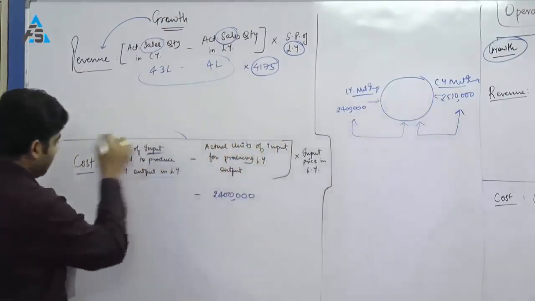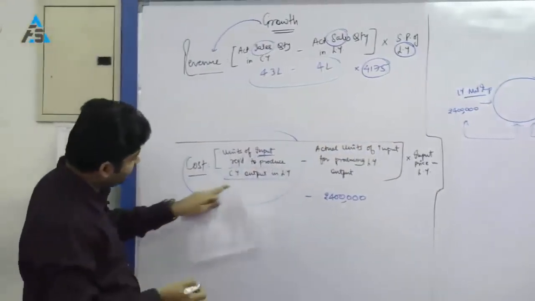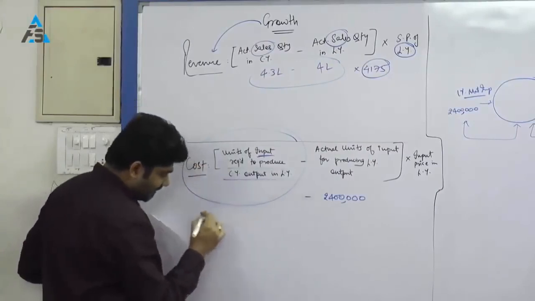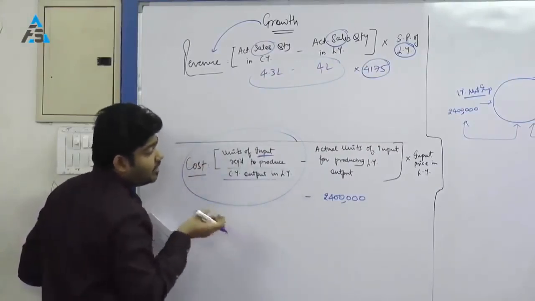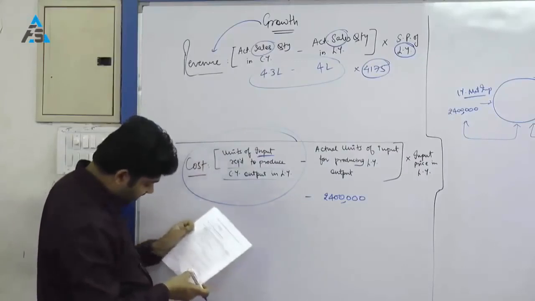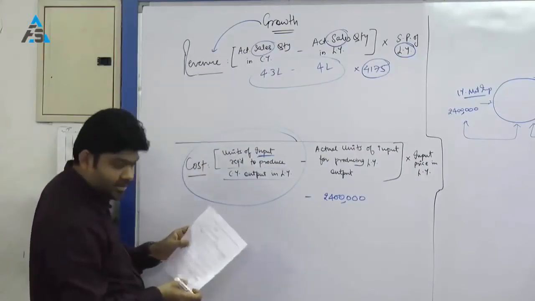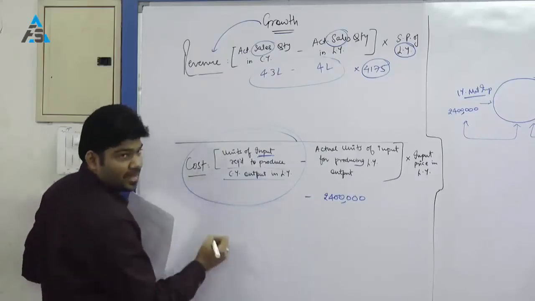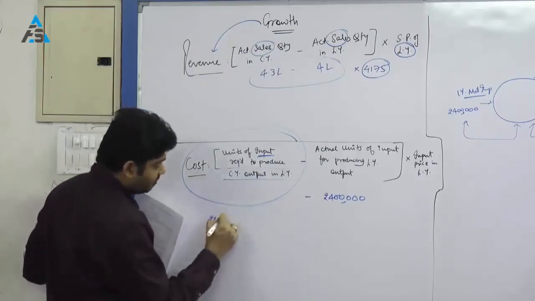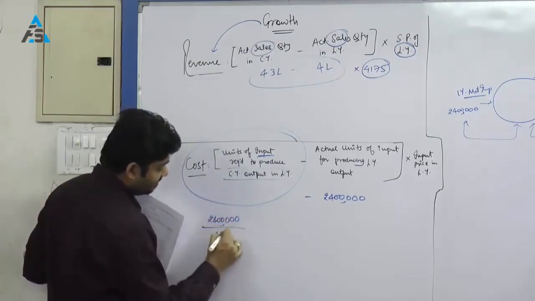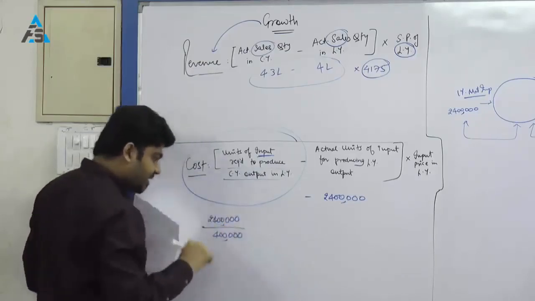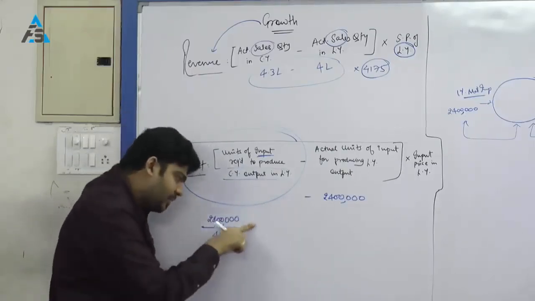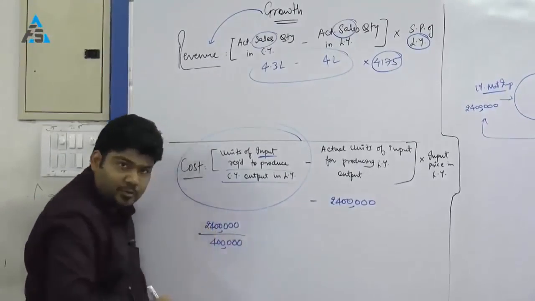But what does this mean? Units of input required to produce current year output in last year. इसका मतलब कि अगर last year के हिसाब से ही मैं चालू तो कितना input consume हुआ है, तो यहाँ पे I see that 4 lakh unit बनाने के लिए, assuming the production and sale is same, 4 lakh unit बनाने के लिए 24 lakh inputs का use हुआ है. So 24 lakh divide by 4 lakh. So can I say एक आउटपुट बनाने के लिए 6 इनपुट यूज हो रहा है, एक आउटपुट बनाने के लिए 6 इनपुट मेरा यूज हो रहा है.